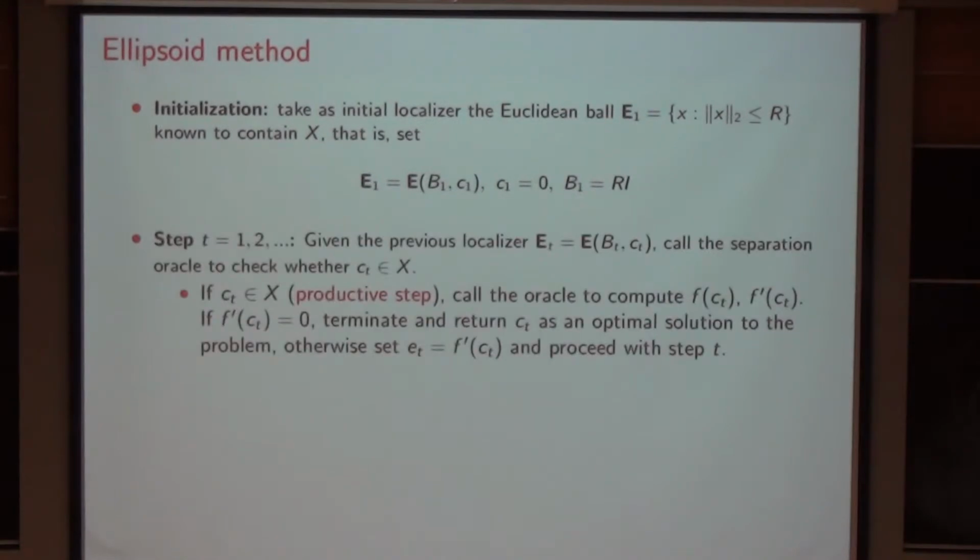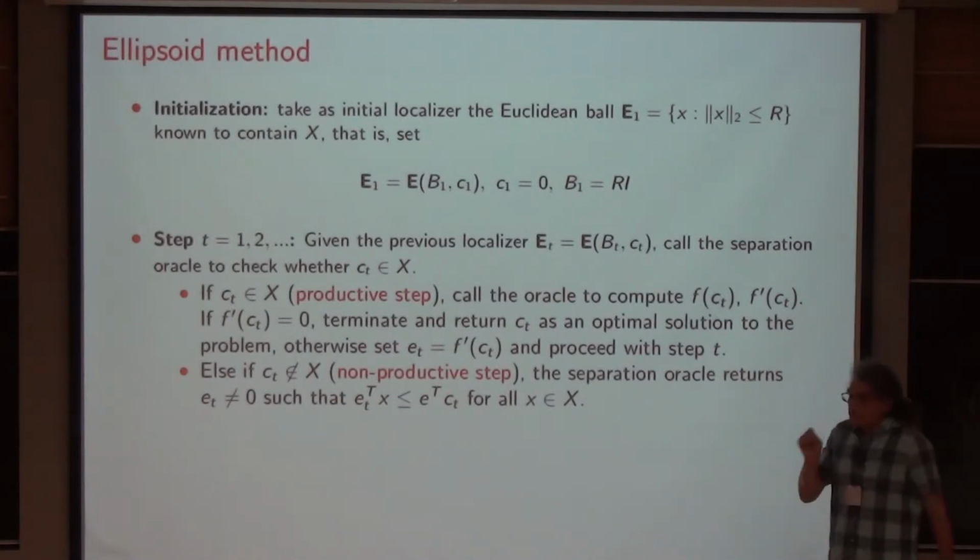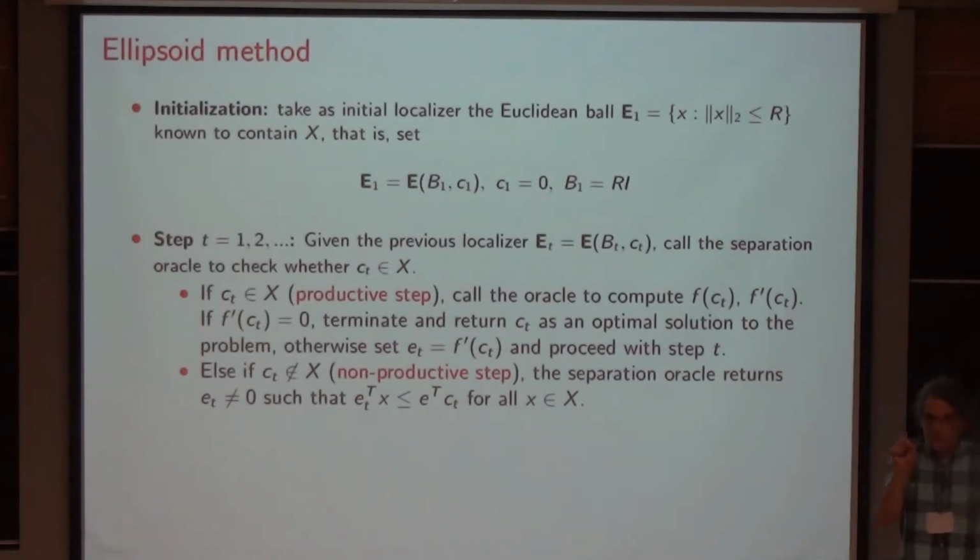Now, what is the ellipsoid method then? We initialize our procedure with a ball of big diameter R. Then we iterate. At each iteration we have a localizer, which is an ellipsoid. We do the cut. There are two possibilities. The center of the ellipsoid, the barycenter of the ellipsoid, will be inside the feasible set.